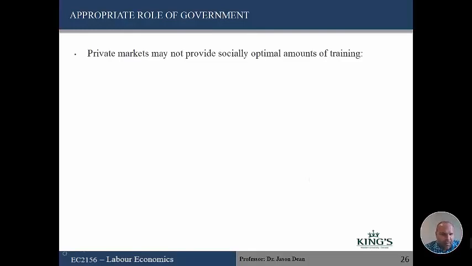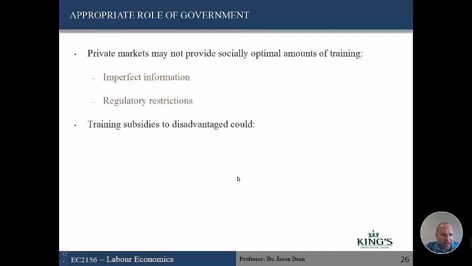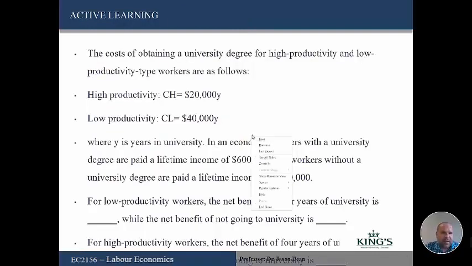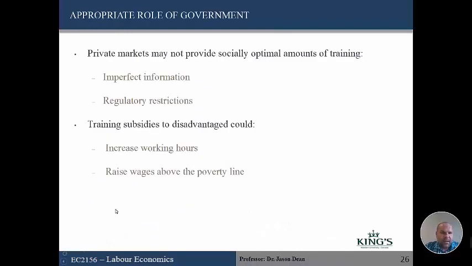So private markets may not provide the socially optimum amounts of training because there's imperfect information, there's regulatory restrictions, training subsidies to the disadvantaged could increase working hours, raise wages above the poverty line. And so there is a role for government in training. Private markets would certainly not always produce the socially optimum amount.